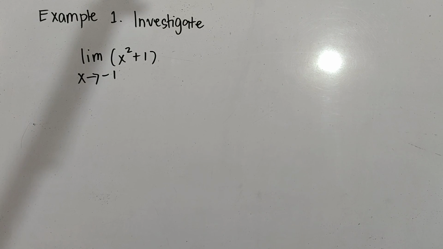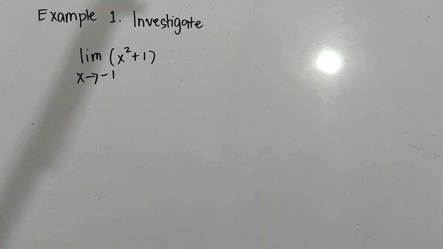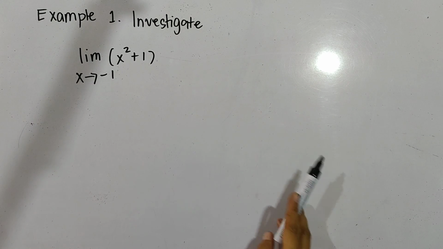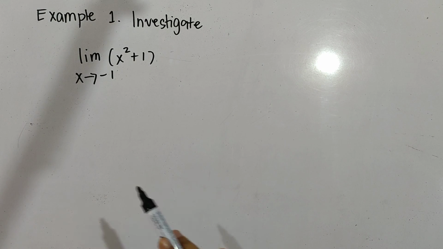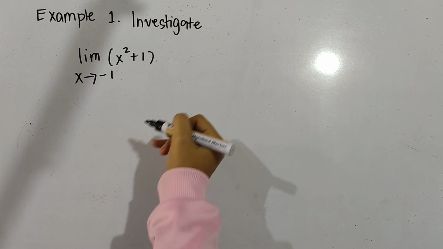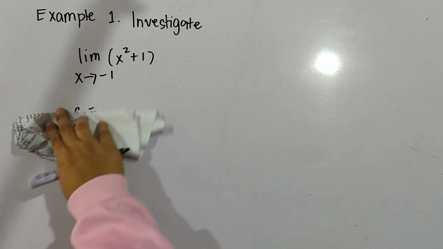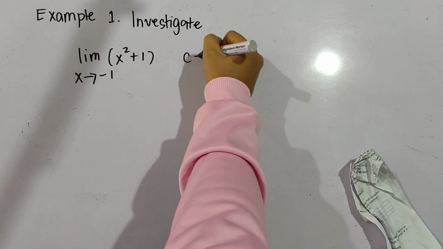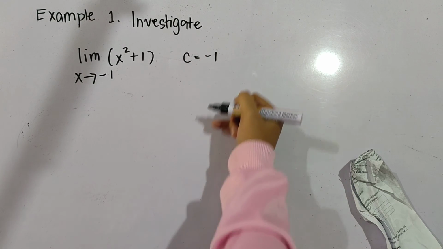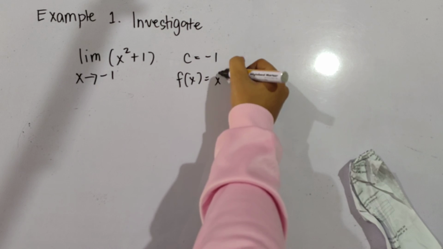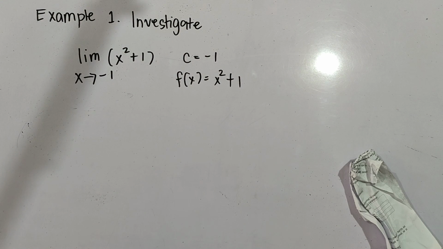Now let's proceed to our example number 1. Investigate the limit of x squared plus 1 as x approaches negative 1 by constructing tables of values. The value of our c is equal to negative 1. The value of our f of x is equal to x squared plus 1.